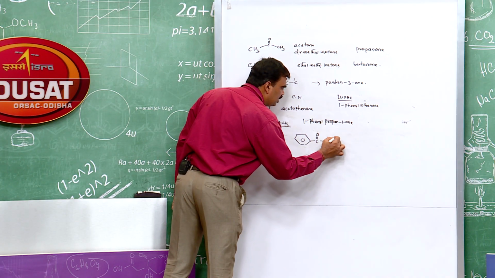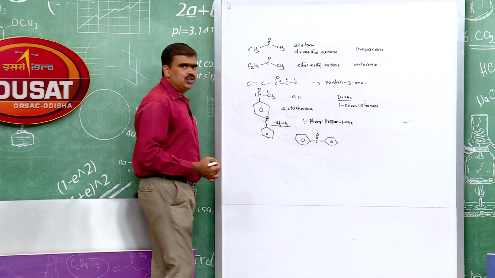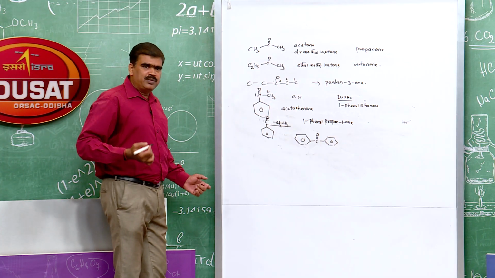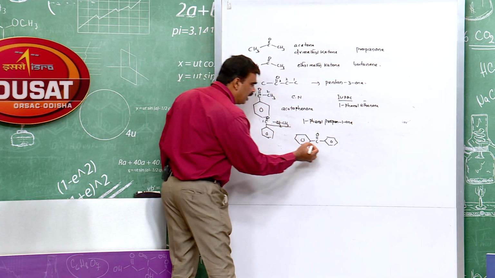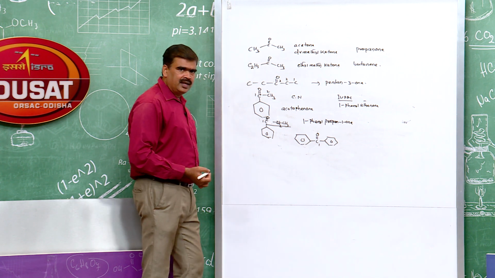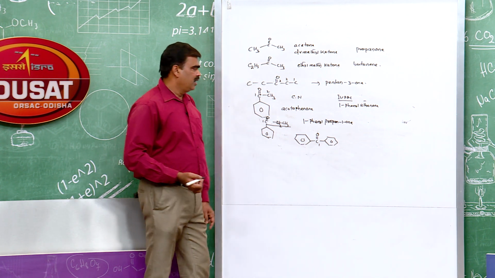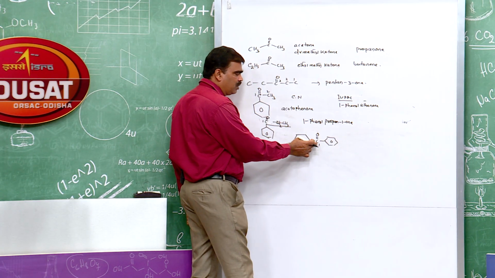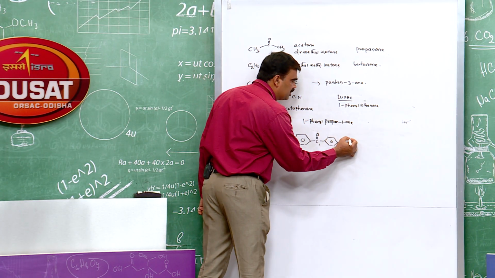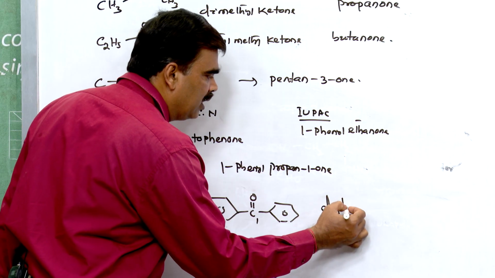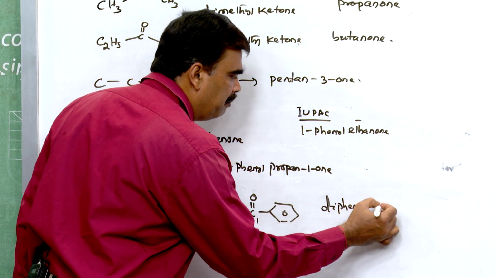What about this one? Its common name is benzophenone. What will its IUPAC name? This is 1 carbon, means diphenylethanone, because only 1 carbon, that is a ketone. So, ketone carbon is numbered as 1. So, its IUPAC name is diphenylethanone.